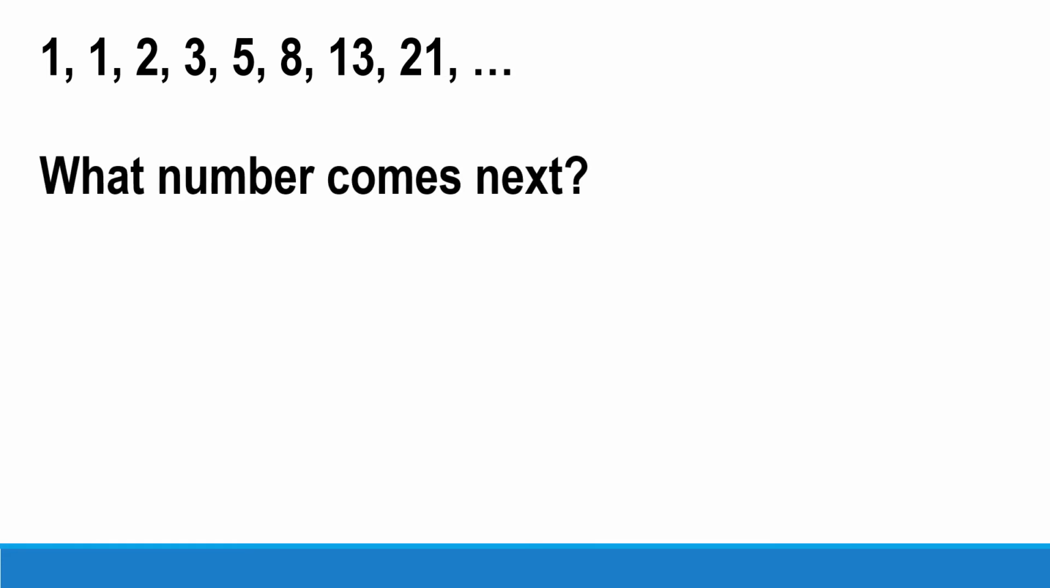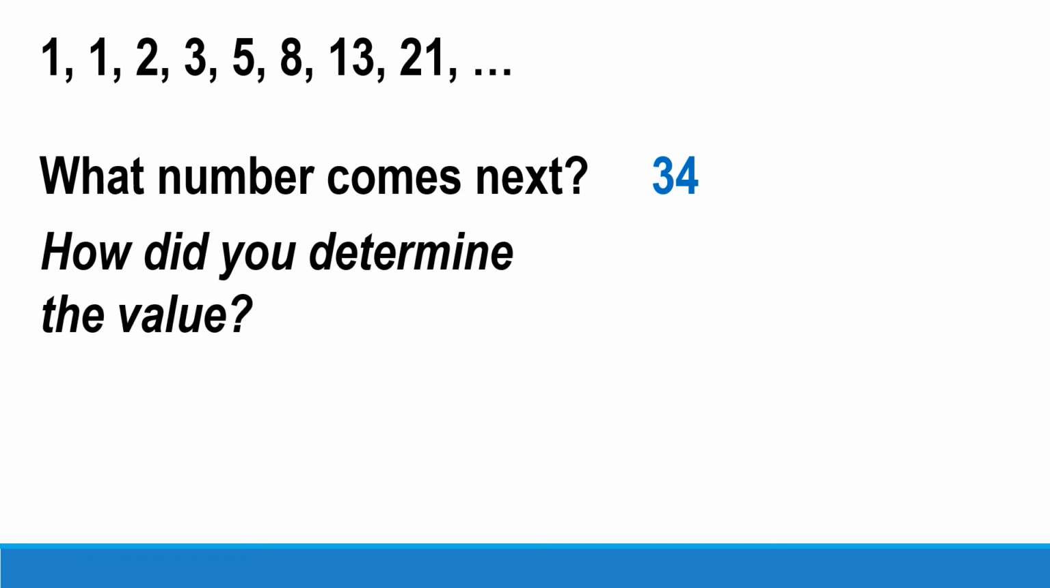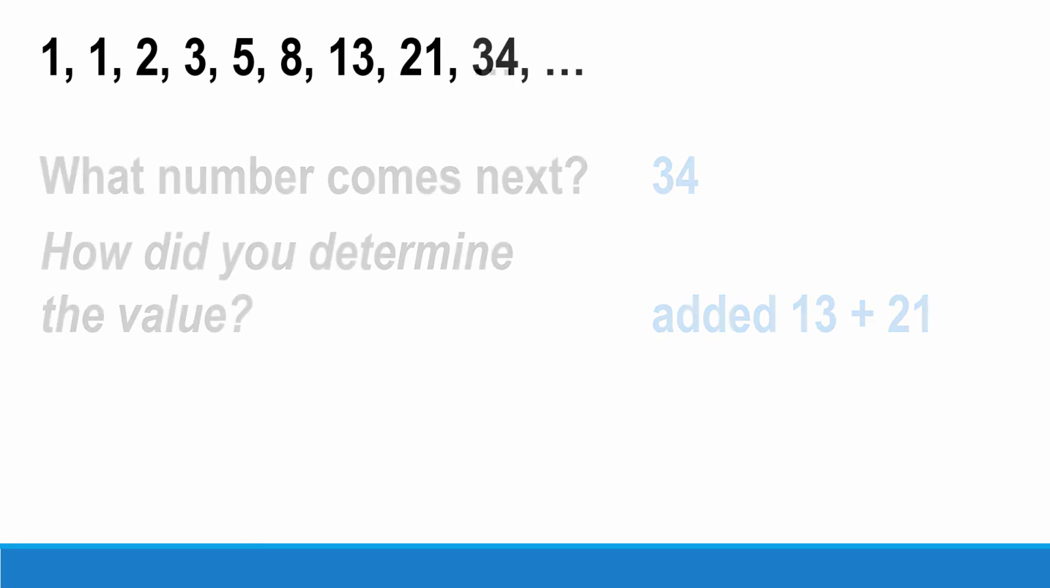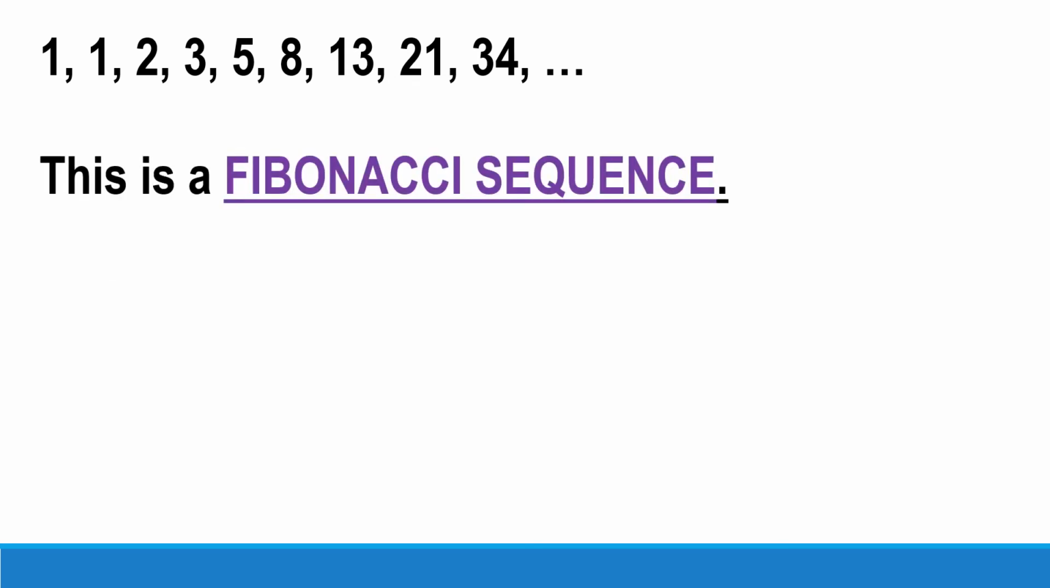We'll do it one more time. What number comes next? In this case, the answer is 34, because you took 13 plus 21 and came up with 34. The sequence that we've generated is known as the Fibonacci sequence.